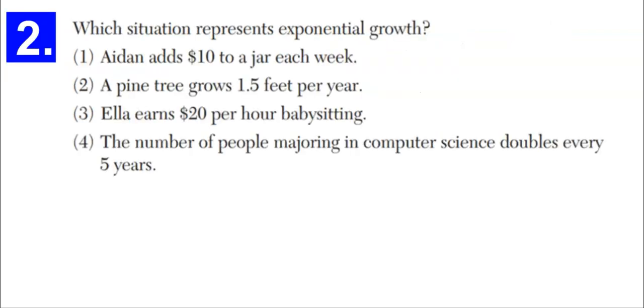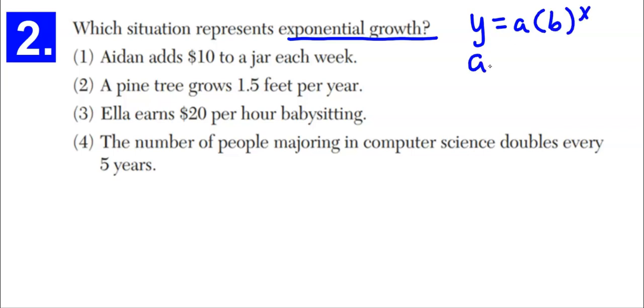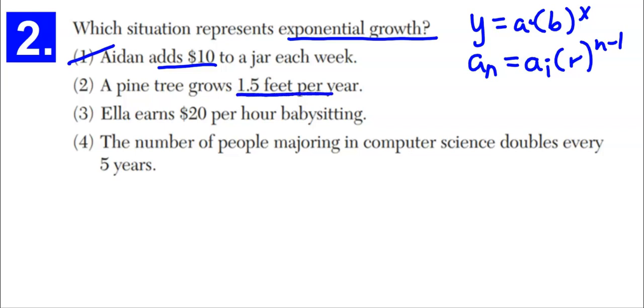Number 2, which situation represents exponential growth? So exponential growth looks like this, or it could even be a geometric sequence that looks like this. But in both situations, it is a timesing formula, something that is multiplying. So if you're adding $10 to a jar each week, that's not exponential. If you grow 1.5 feet per year, you're adding 1.5 feet every year. Ella earns $20 per hour babysitting.